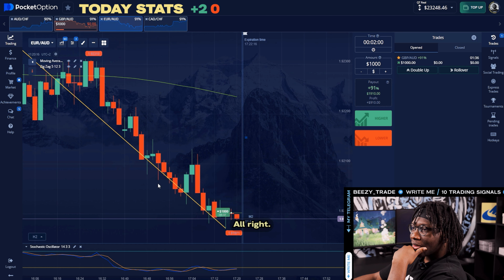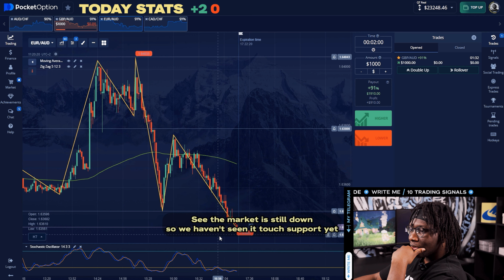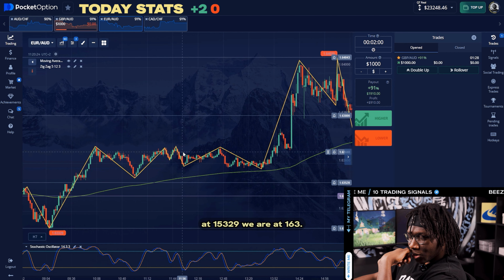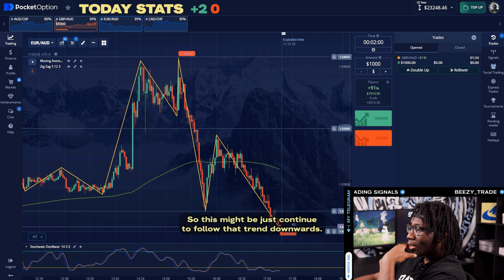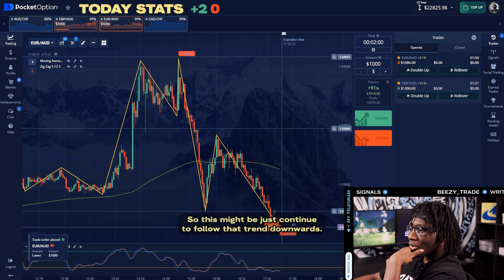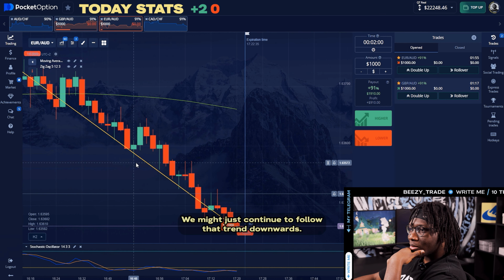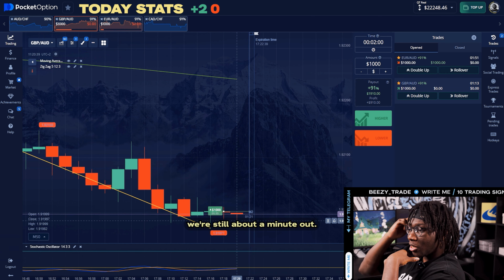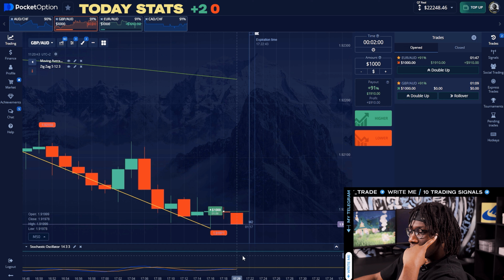Alright. Let's go back to Euro Australian dollar, and we can see the market is still downward. So we haven't seen it touch support yet at 15329. We are at 163. So this might just continue to follow that trend downwards. And right here, we're still about a minute out. I think we're close to hitting 20.